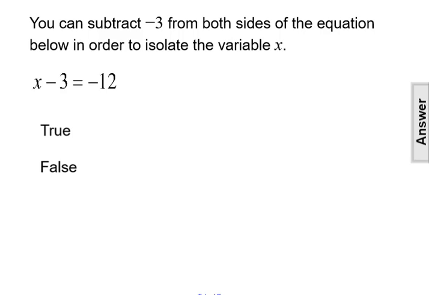You can subtract -3 from both sides of the equation below in order to isolate the variable x. True or false? So our equation is x minus 3 equals -12. And if we're asked to solve or isolate the variable x, we would want to get the variable completely by itself on that left side of the equal sign.